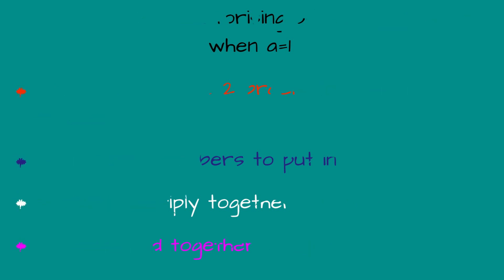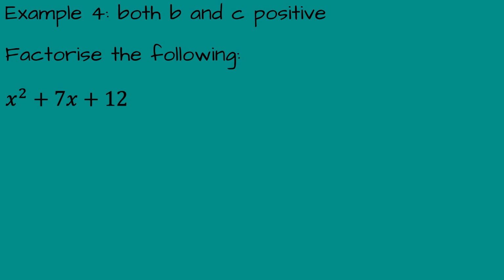Let's start with example 4, x squared plus 7x plus 12. We factorize to two brackets, putting an x in each, which gives us the x squared term when we multiply out our brackets. As both b and c are positive, you need to find two positive numbers, one to put in each of the brackets, so that when these numbers are multiplied together the result is 12, and when they are added together the result is 7.